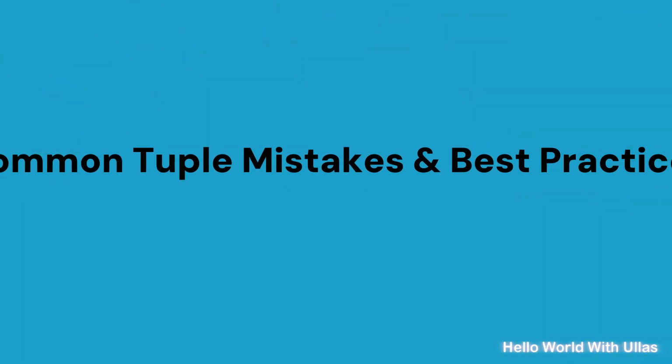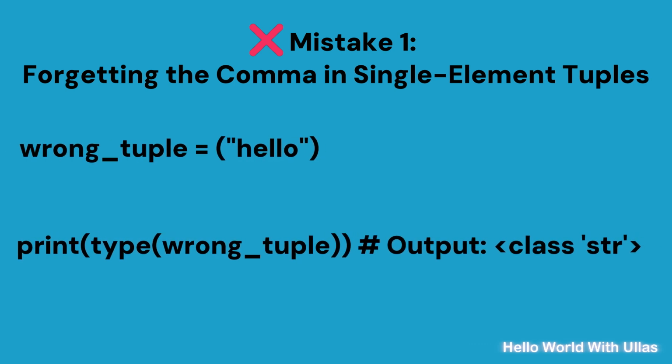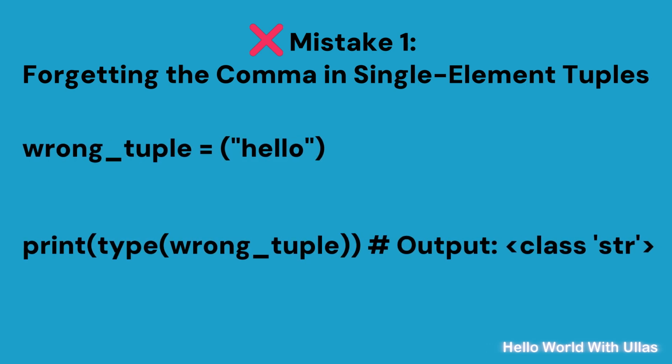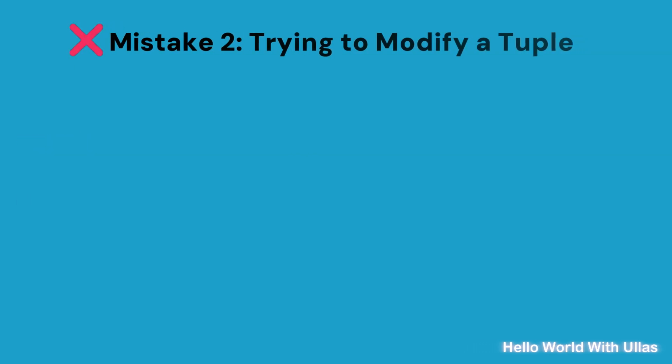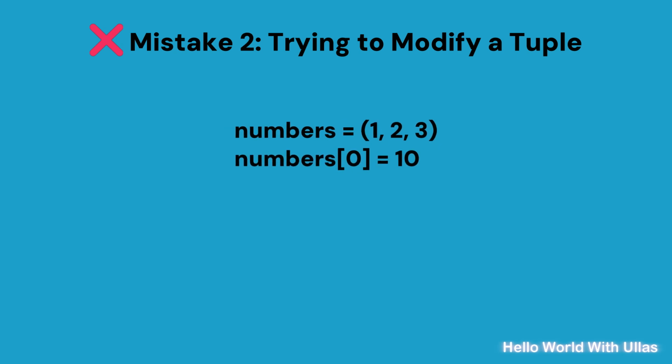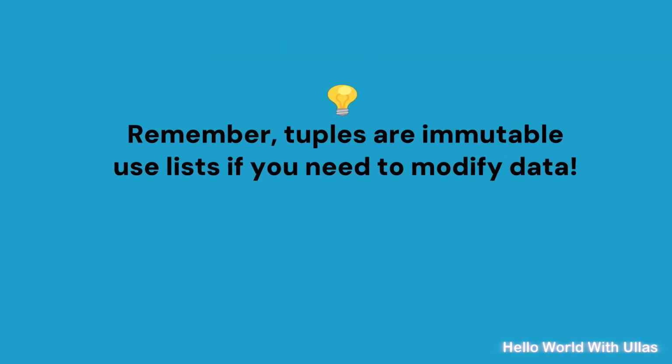Common tuple mistakes and best practices. Forgetting the comma in a single element tuple. So we have wrong tuple is equal to hello. If we print the type of this wrong tuple, we'll get the class of string. So this is not a tuple. We have to add a comma at the end of hello. Trying to modify a tuple. So we have numbers 1, 2, 3, and if we write numbers of 0 equal to 10, we'll get a type error. Tuple object does not support item assignment. Remember, tuples are immutable. Use lists if you need to modify data.